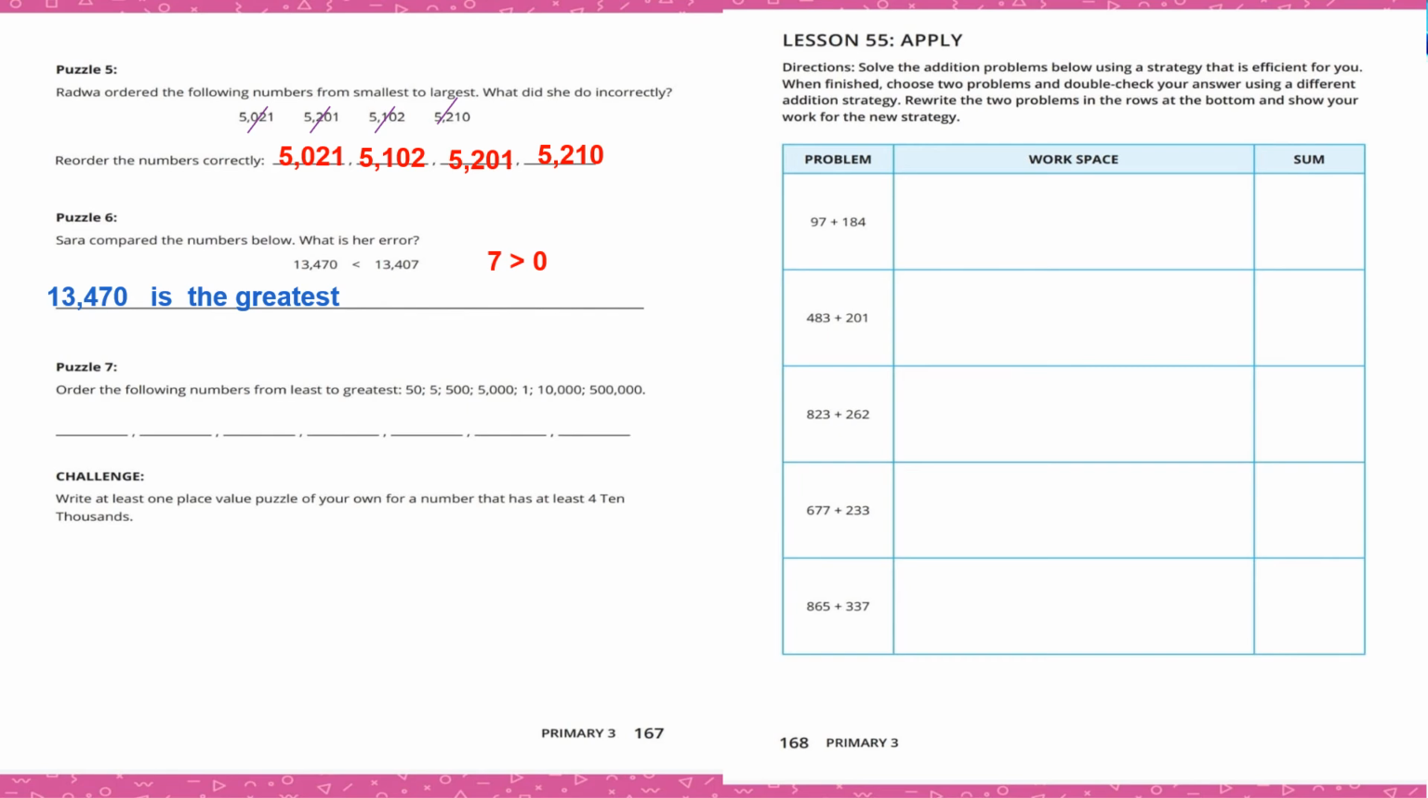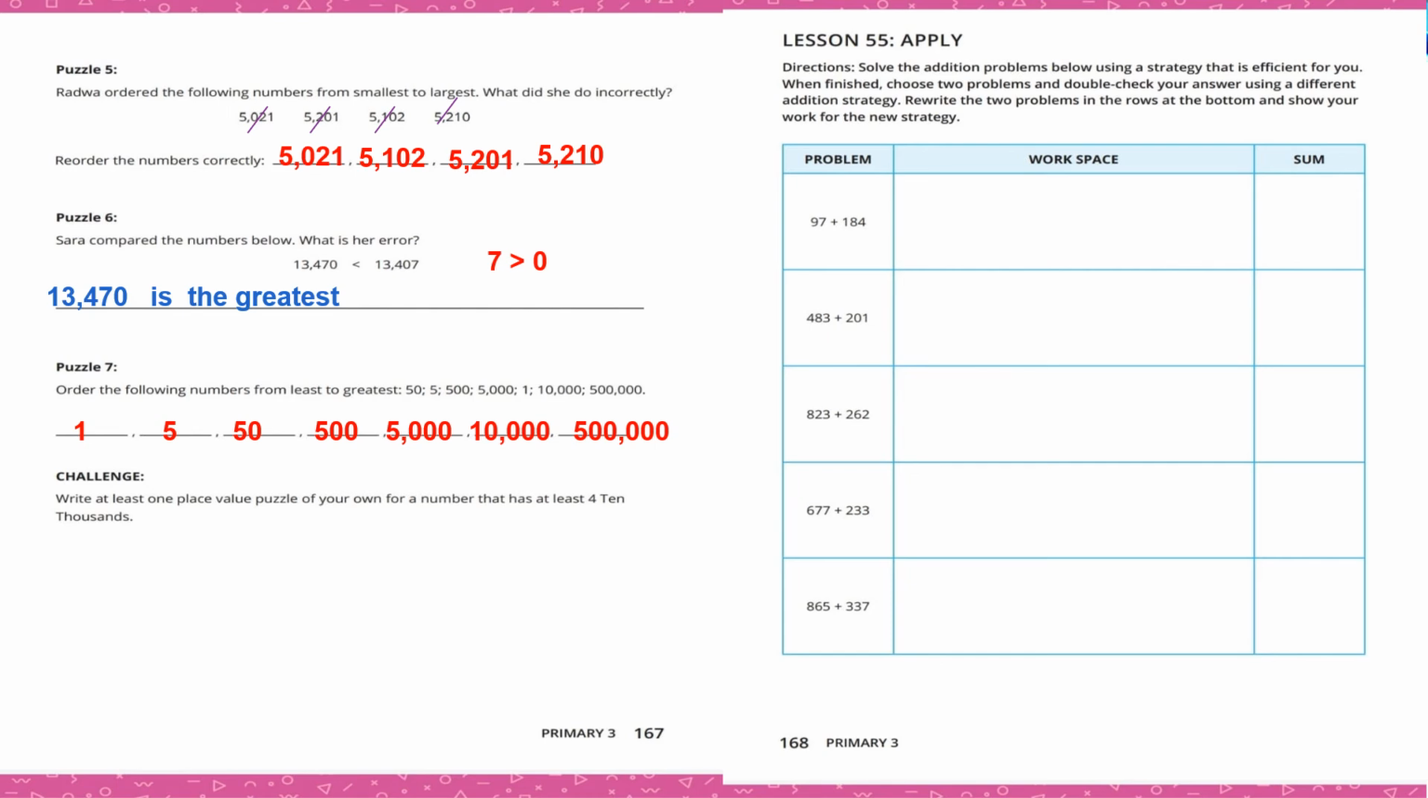Number 7. Order the following numbers from least to greatest. 50, 5, 500, 5,000, 1, 10,000, 500,000. Which is the smallest? Yes, 1. 5. Which is the smallest? 50. Complete. 500. 5,000. 10,000. And the last one, 500,000. And the biggest one.